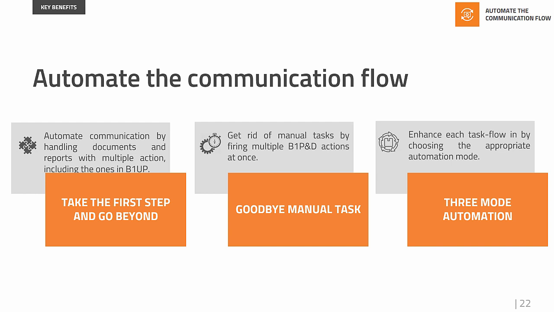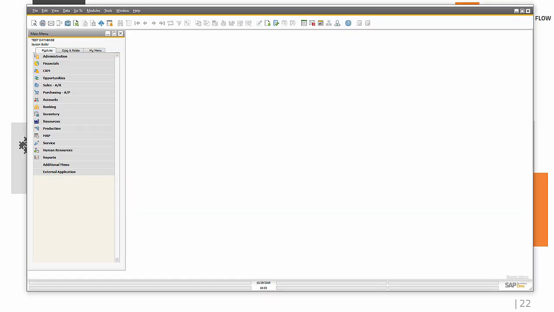And also we have the three-mode automation. We can enhance each task flow by choosing the appropriate automation mode. This means that we can send or trigger these events manually, in a massive way, or on a scheduled basis. But let's go to the system and talk about one example.